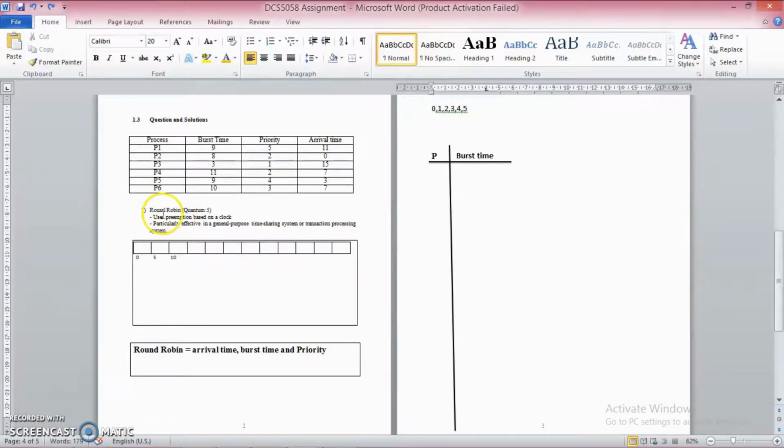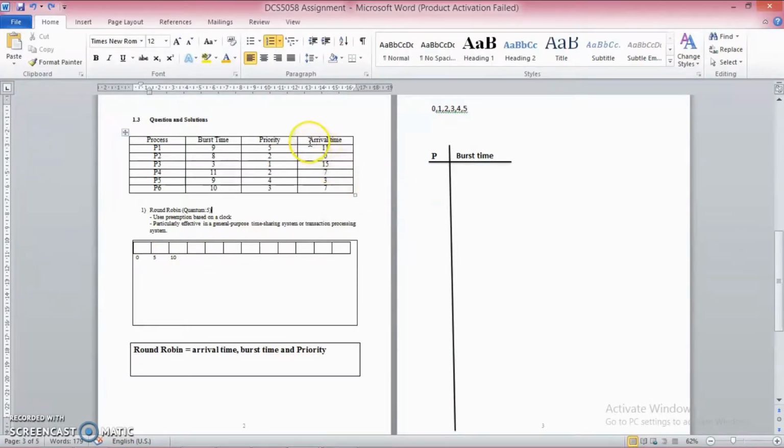Next is round robin. Round robin is one of the CPU scheduling algorithms. It uses preemption based on a clock, particularly effective in a general purpose time sharing system or transaction processing system. Now let's do the Gantt chart for round robin. The Gantt chart will always be based on the quantum time of round robin. So we have 5 here, so 0, 5 and 10.